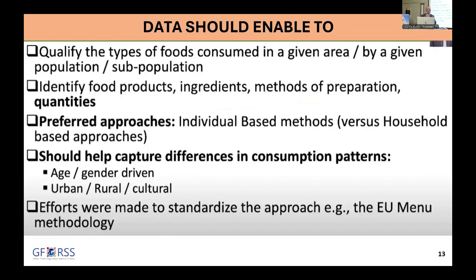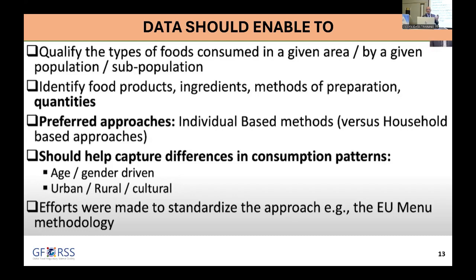Those methods are mainly based on the quality of food that we consume, and this is basically related to the area, to the population, subpopulation. We even know that in the same country, sometimes we eat the same food in a different way from one region to another. Also, those data are based on what we call the preferred approach.